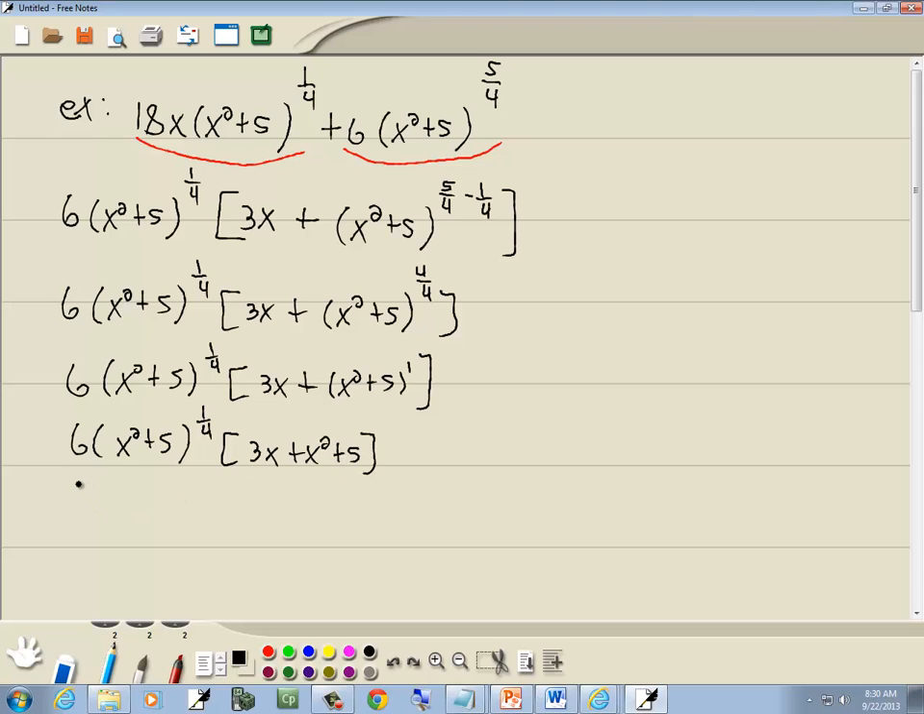And the last thing I'll do is rearrange those so they're in standard form. So we get x squared plus 3x plus 5. Now normally we might try to factor this, but as you can see, nothing will factor in that, so that would be our answer.